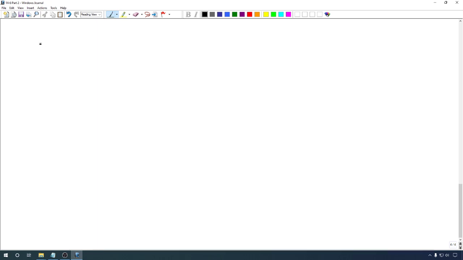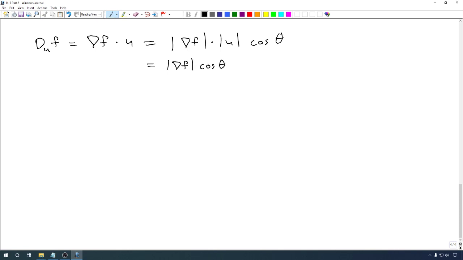But if we write it using the gradient, if we use our formula of d sub u of f equal to nabla f dotted with u, we can use the fact that we have a formula for the dot product in terms of the angle between the vectors. So you could say that this is the magnitude of our gradient times the magnitude of u times the cosine of the angle theta that is between the gradient and the vector u. Well, u is a unit vector, so really this is just the magnitude of the gradient times the cosine of the angle.